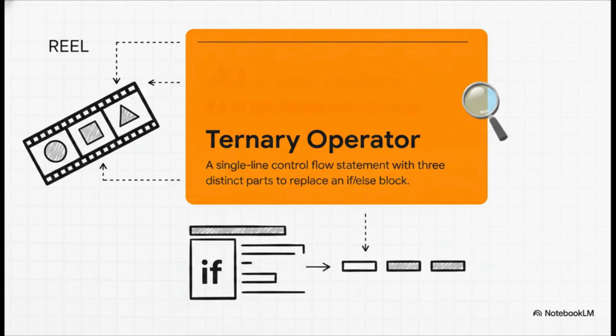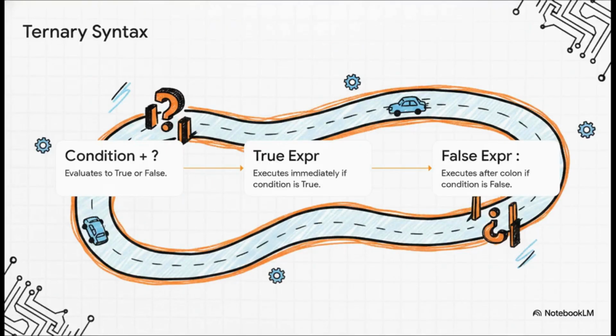By definition, a ternary operator is a single-line control flow statement made up of exactly 3 distinct components. It's fully designed to replace that basic if-else block and save you some precious screen real estate. Fun fact, the word ternary actually means composed of 3 parts. So let's break down exactly what those 3 parts are. Let's visualize this syntax like a pathway with physical logic gates. Step 1 is your condition, followed by a question mark. Step 2 is your true expression, and step 3 is your false expression, sitting right after a colon.